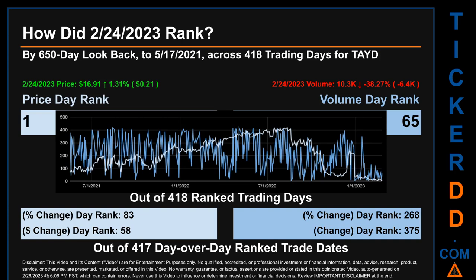The line graph overlays price and volume's daily ranking, as shown respectively in light versus dark blue, across those target trading days. In this view, essentially the dips are good whereas the spikes are bad. The price's day-over-day percentage change, jumping 1.31% on February 24, 2023, had a day rank of 83 while its dollar difference of 21 cents had a rank of 58 when compared day over day across 417 trading days. Volume's percentage change and difference were ranked respectively at 268 and 375.